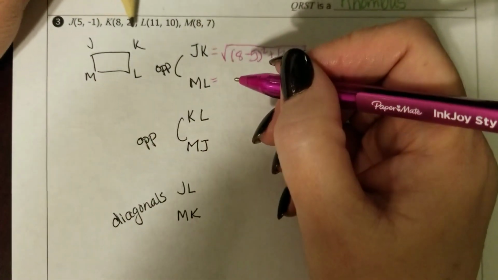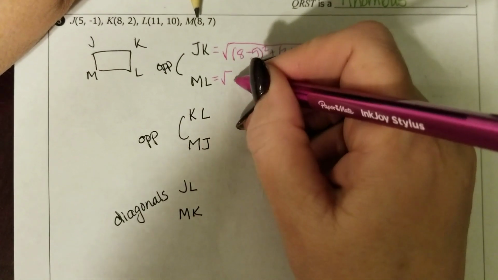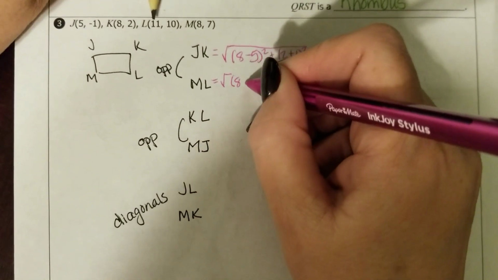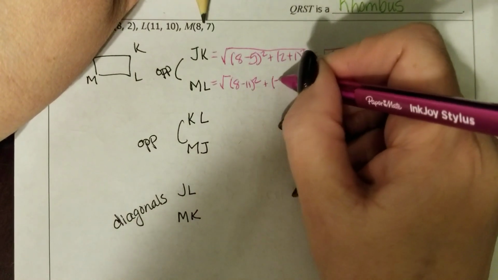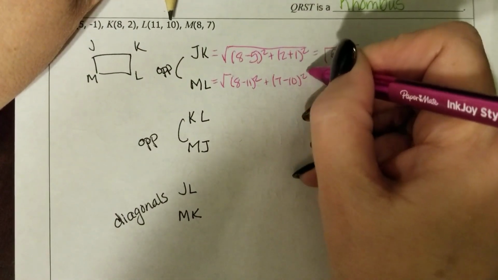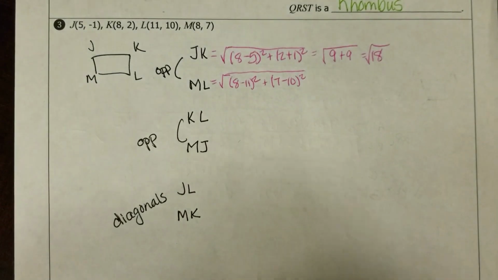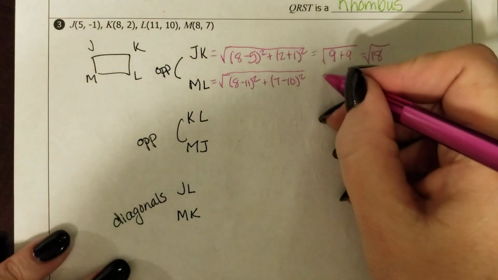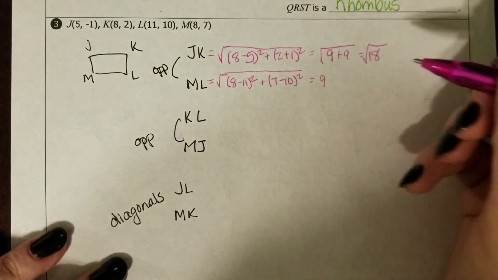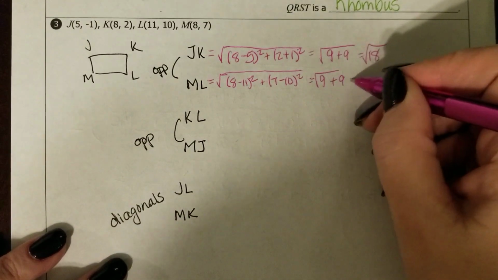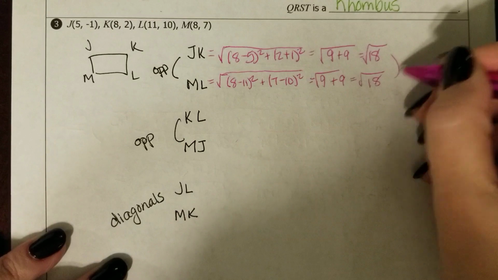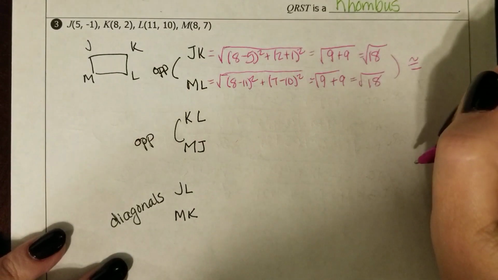ML, we're going to take the square root of 8 minus 11 squared plus 7 minus 10 squared. 8 minus 11 is 3. 3 squared is 9. 7 minus 10 is negative 3. Negative 3 squared is 9. So once again, we have the square root of 18. So these are congruent.